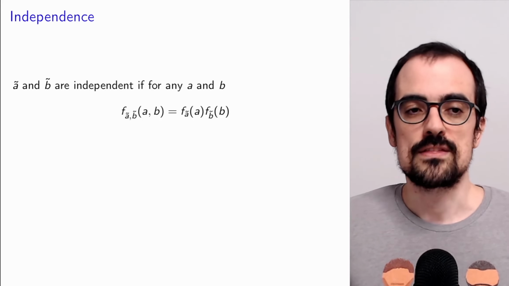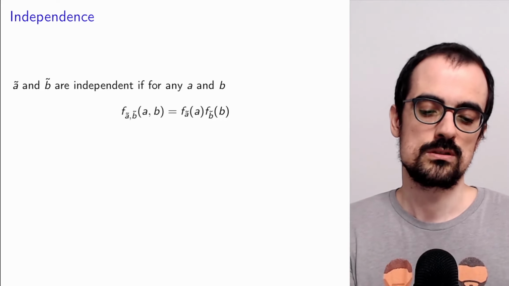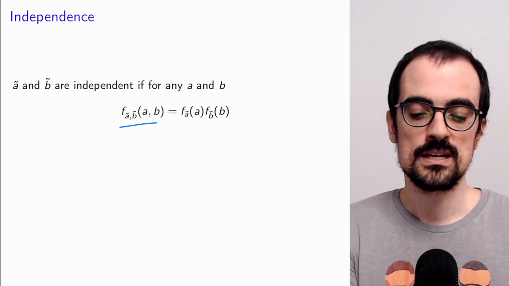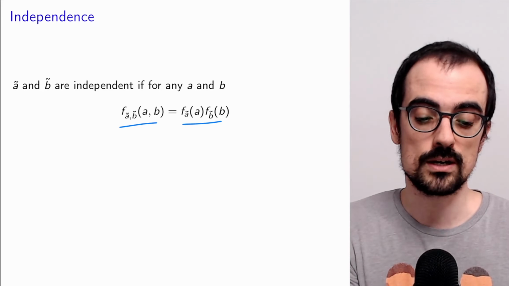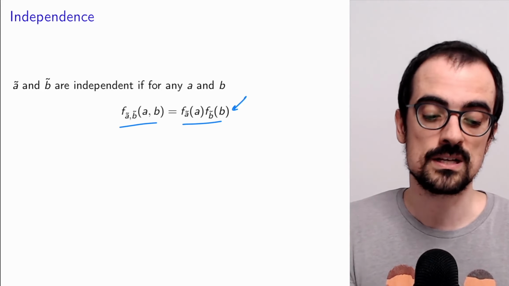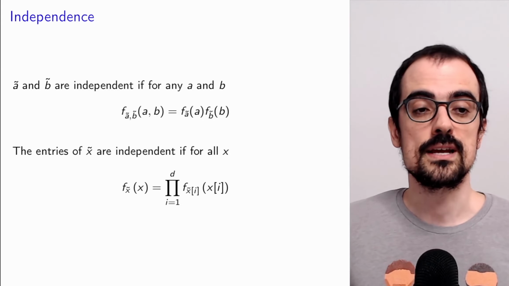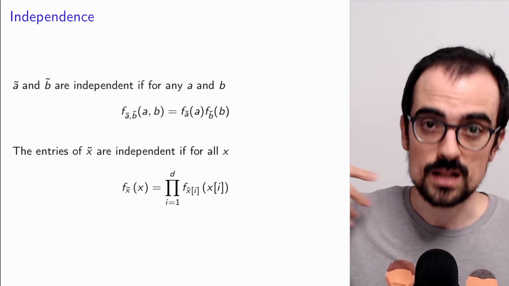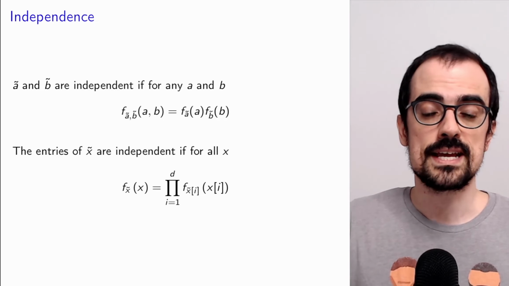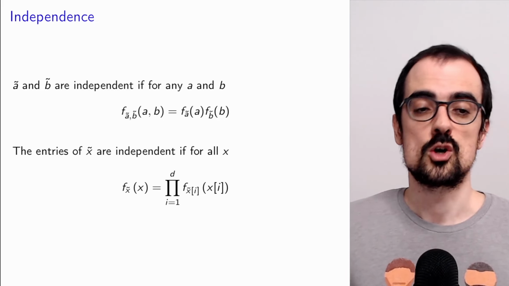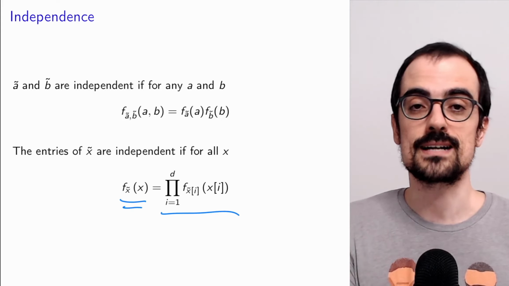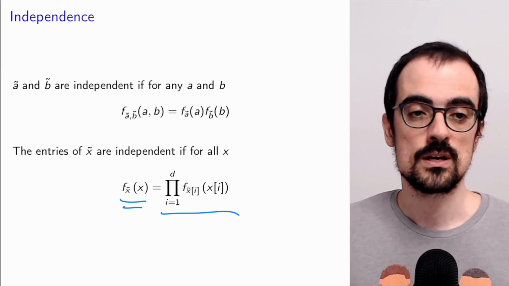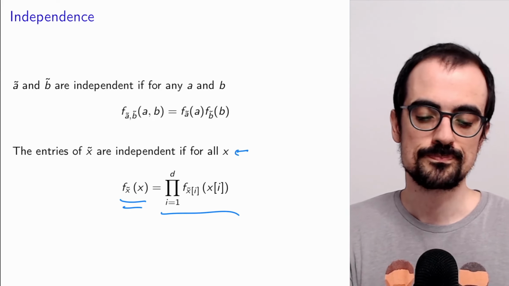So we say that two random variables are independent if for any values we have that the joint PDF is equal to the product of the marginals. This comes from the chain rule, right? Because usually here we would have to have the conditional PDF of B given A, but under independence, that is just equal to the marginal. Same thing for a random vector or multiple random variables. We say that the entries of a random vector are independent, or mutually independent, if the joint PDF of the vector completely factorizes into a product of all the marginals for all possible values of the entries of the vector.